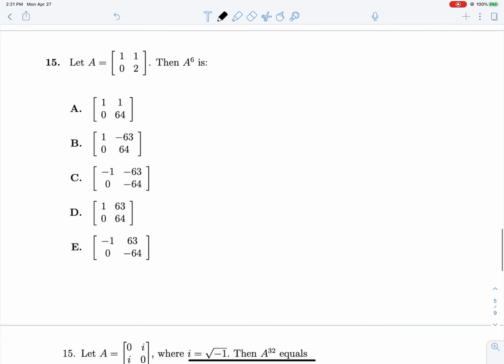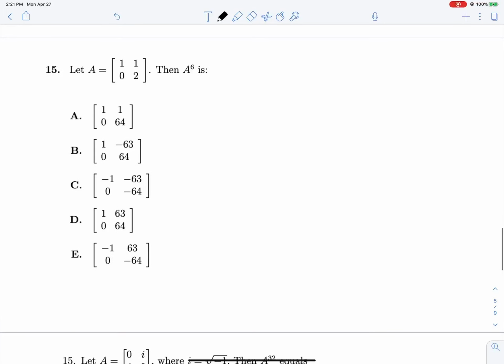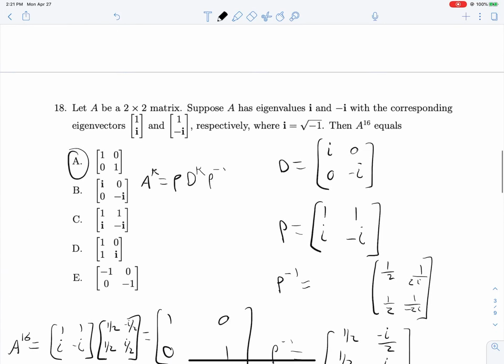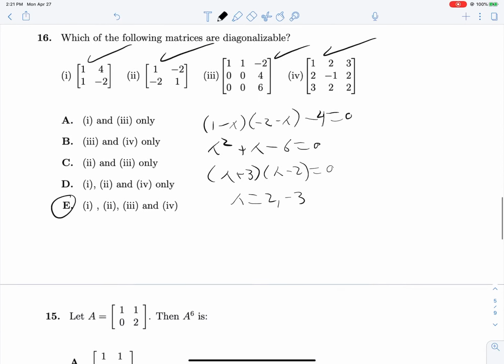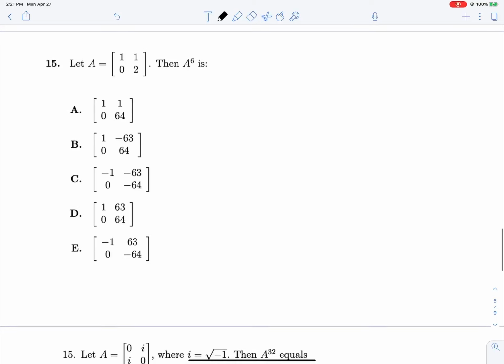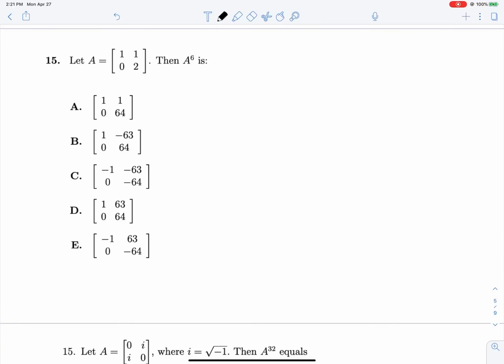15, we have A here. We're looking for A to the 6th. Yet again, this is just an easier version of this complex valued matrix exponentiation question. So let's just do this. We need to diagonalize A. Let's find its eigenvectors and eigenvalues.